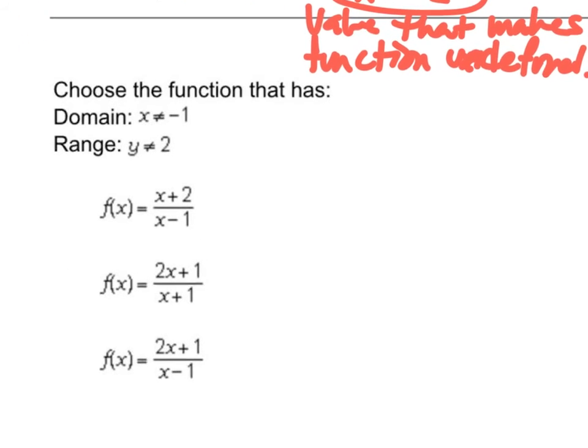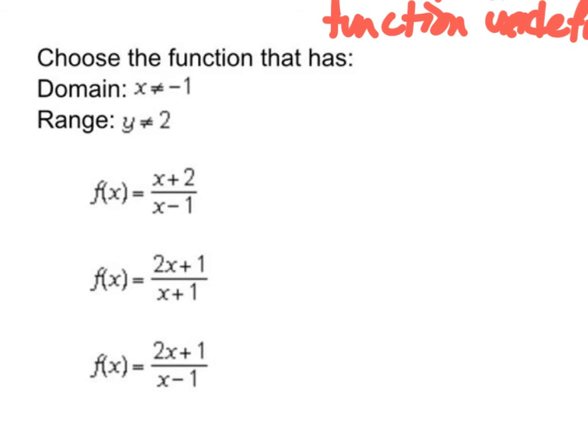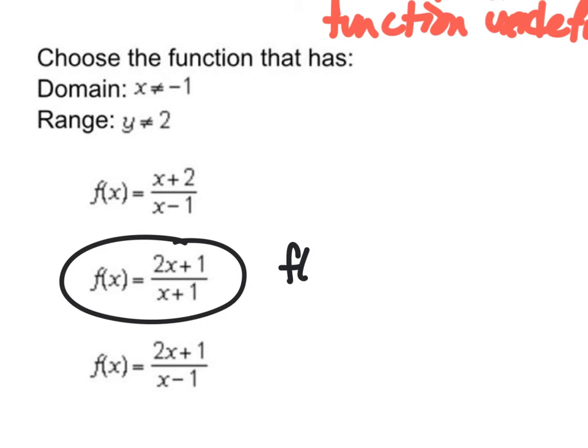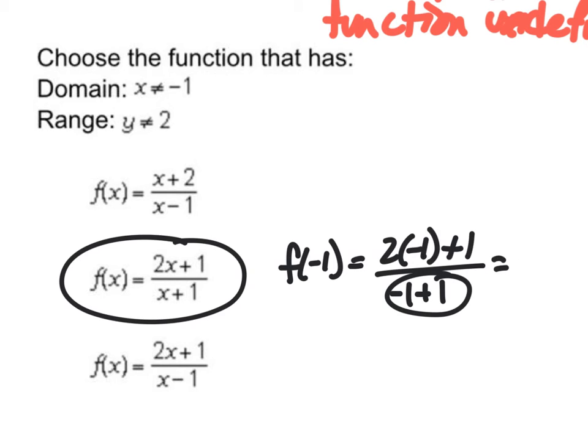So let's take a look. If you're just given the function, it says choose the function that has a domain where you can't have negative 1 and your range is y. For my domain, given a rational function, if I plug negative 1 into any of these functions, which one makes my denominator 0? It's this one right here. If I find f of negative 1, I get 2 times negative 1 plus 1 over negative 1 plus 1. This becomes something over 0, which is undefined.